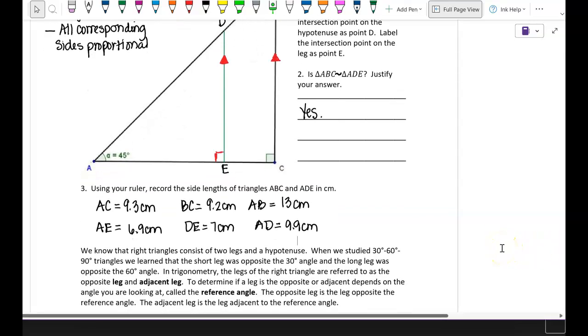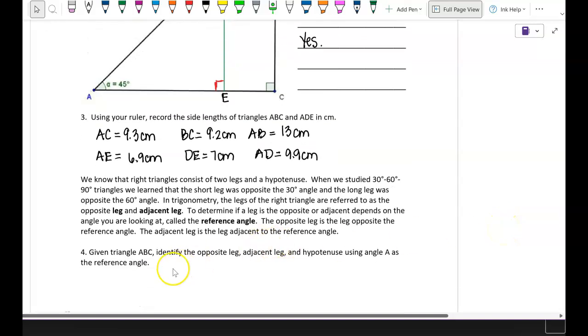Now, it says we know that right triangles consist of 2 legs and a hypotenuse. When we studied the 30, 60, 90 triangles, we learned that the short leg was opposite the 30-degree angle and the long leg was opposite the 60-degree angle. In trigonometry, the legs of the right triangle are referred to as the opposite leg and adjacent leg. To determine if a leg is the opposite or adjacent depends on the angle you are looking at, called the reference angle. The opposite leg is the leg opposite of the reference angle. The adjacent leg is the leg adjacent to the reference angle.